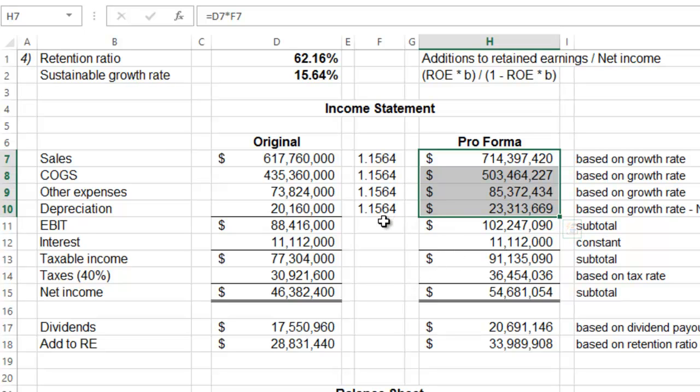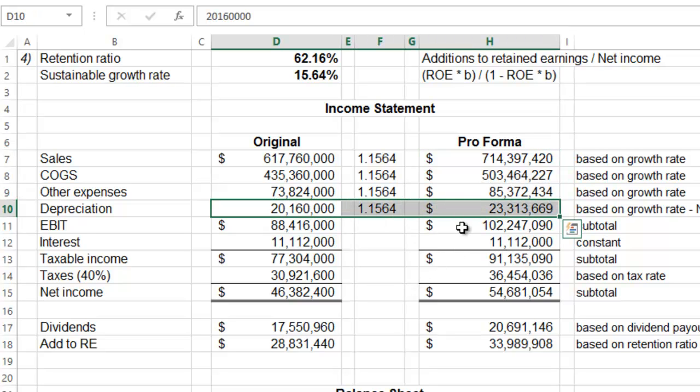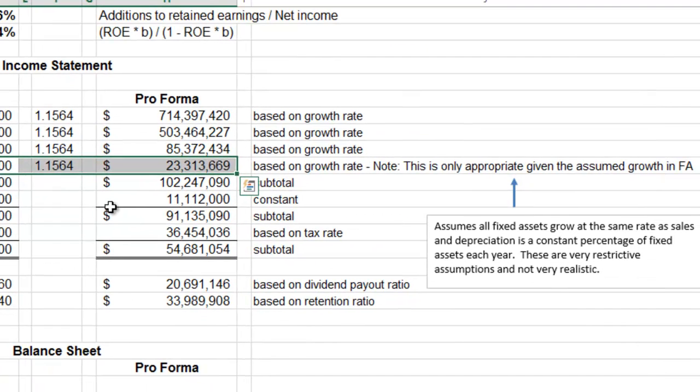I should point out that depreciation is a very special case here. Depreciation is quite complex. It's one of the toughest things to forecast accurately. In the real world, if you want to forecast depreciation accurately, you call the accountants at your firm and ask them what they think depreciation will be next year. Since we don't have the ability to talk to East Coast Yachts accountants, we're making some very simplifying assumptions here.